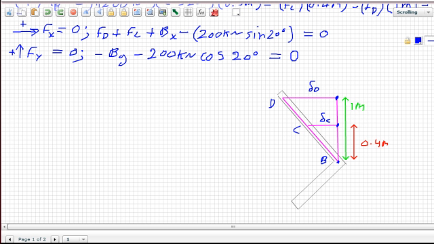So since we know the length of their bases, that is the length of this triangle right here, we know that the base of it is 0.4 meters, and we know that the base of the bigger triangle, which is this whole triangle right here, is 1 meter. We can use some ratios to figure out what the displacement of point D and point C are going to be relative to one another.